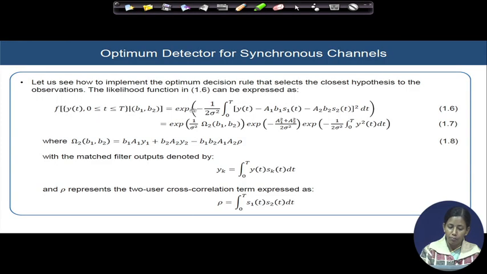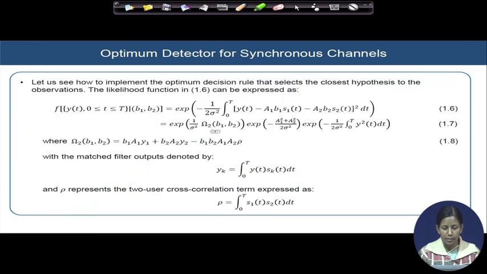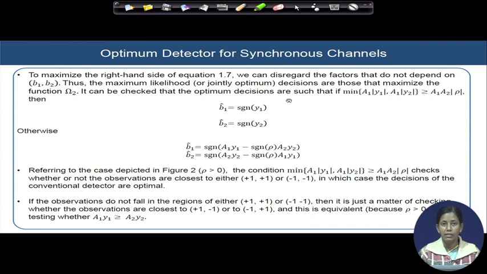Basically our target from this expression is to estimate B1 and B2. So, the factors which are not dependent on B1 and B2 can be disregarded from the expression itself, and we can thus come down to the jointly maximum likelihood decision, the jointly optimum decision, which maximizes the function big omega 2. It can be checked easily that the optimum decisions are such that the minimum of A1 mod y1 and A1 mod y2, whichever is the minimum, should be greater than or equal to A1 A2 into mod rho.